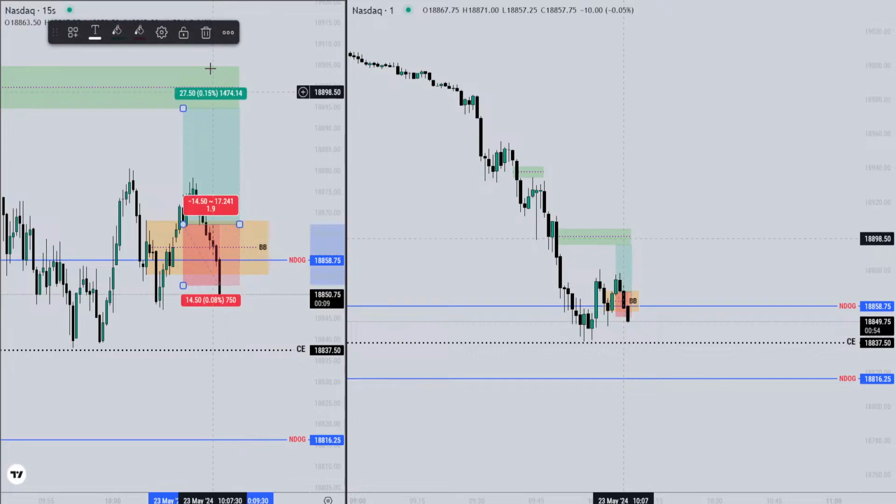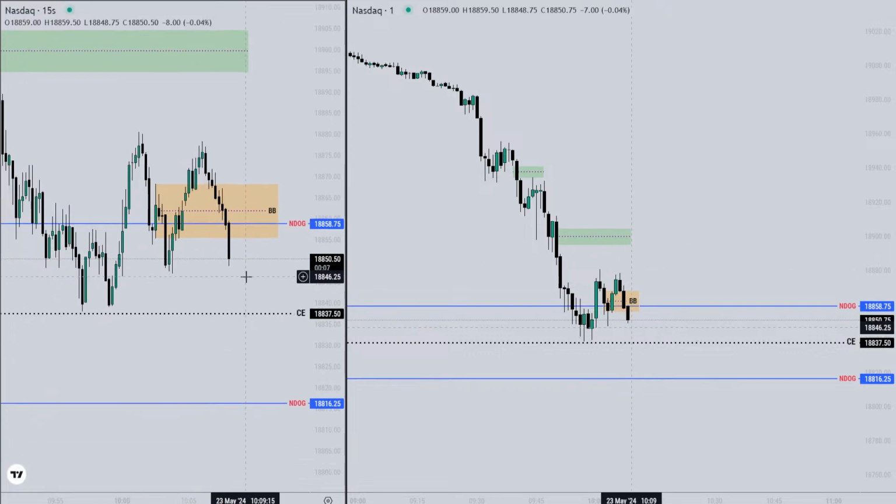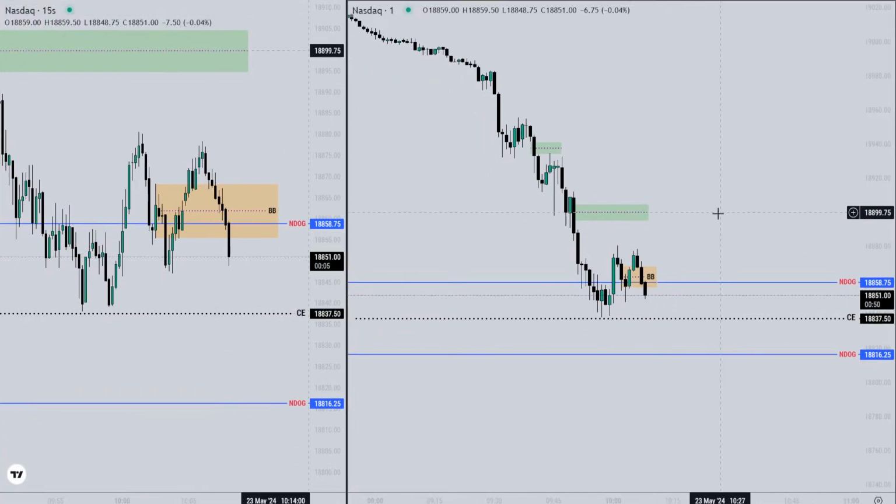Okay, it hit my stop loss. This breaker block didn't work. So that was a nice decision.